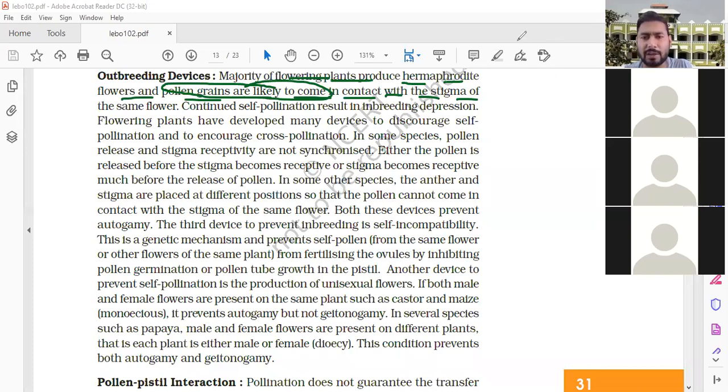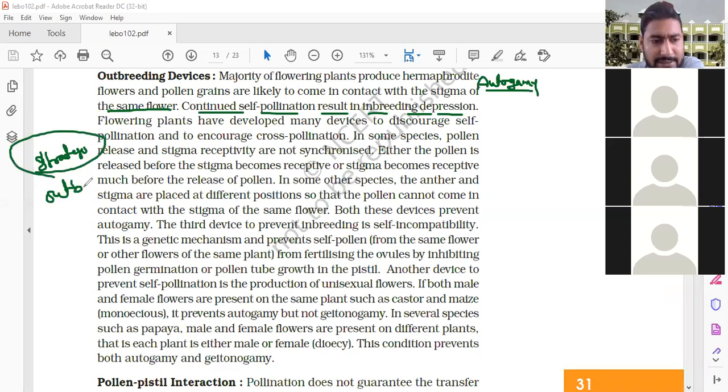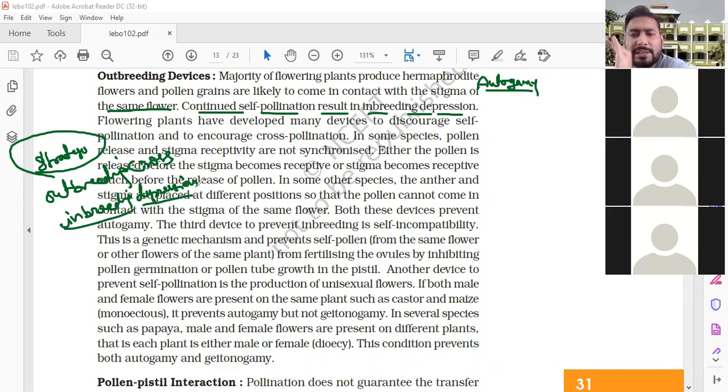If pollen comes in contact with the stigma of the same flower, which pollination is that? That is autogamy. It always favors autogamy. Continued self pollination results in inbreeding depression. You will also study one chapter, strategies for enhancement in food production, where you will read about outbreeding and inbreeding depression. No cross pollination means no genetic variation, and no genetic variation causes inbreeding depression.